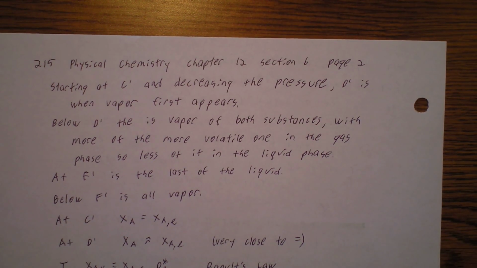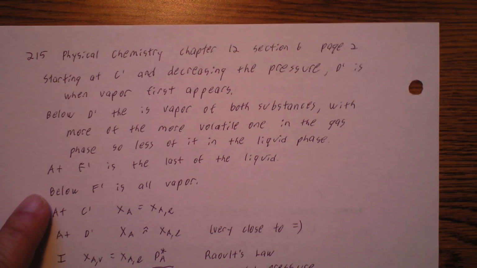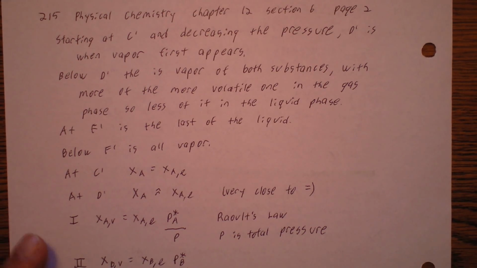So we're going to start at C prime and decrease the pressure. Then D prime is when vapor first appears. Now below D prime, remember that's lower pressure, if you have two substances and one is more volatile than the other, then you're going to have more of the volatile one in the gas phase and less of it in the liquid phase. But then at F prime, like I said, there's going to be no more liquid. That's going to be the end of the liquid. So below F prime, everything in our container is vapor, no more liquid.